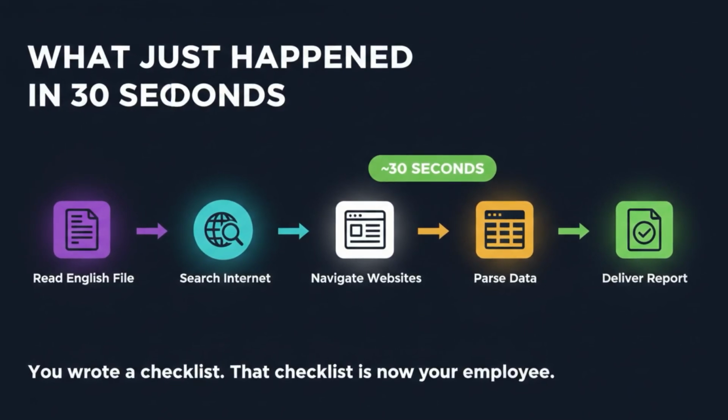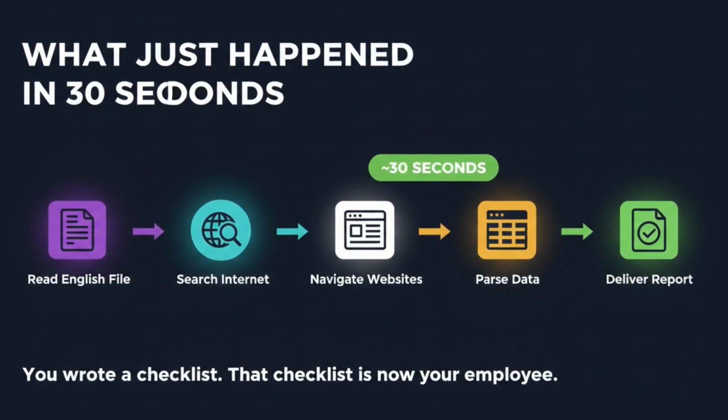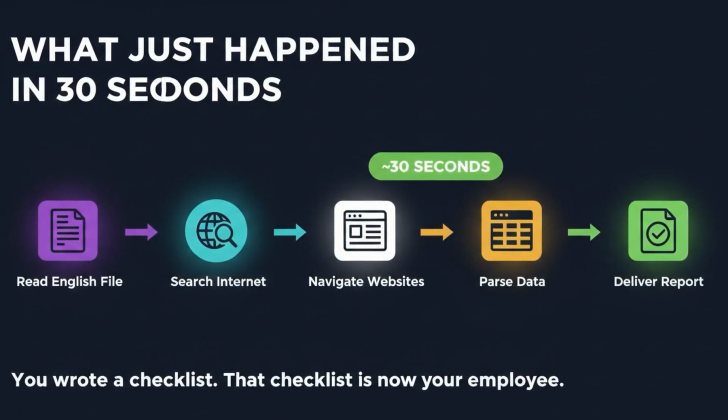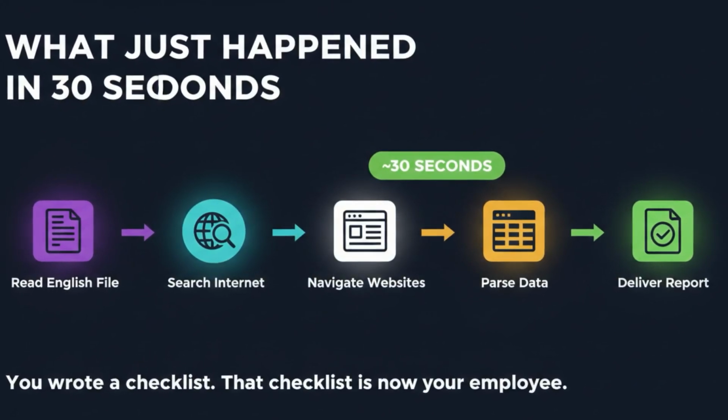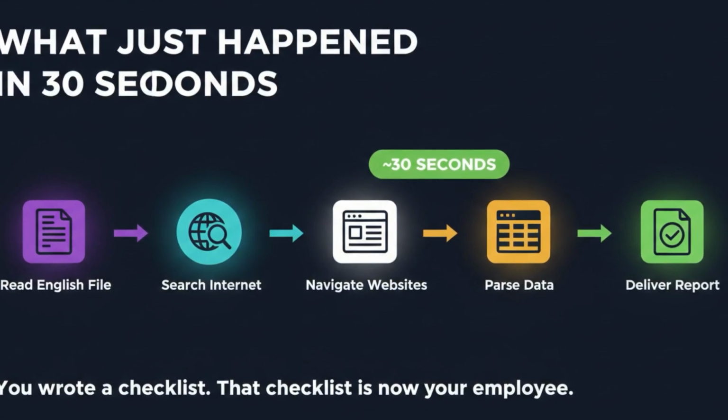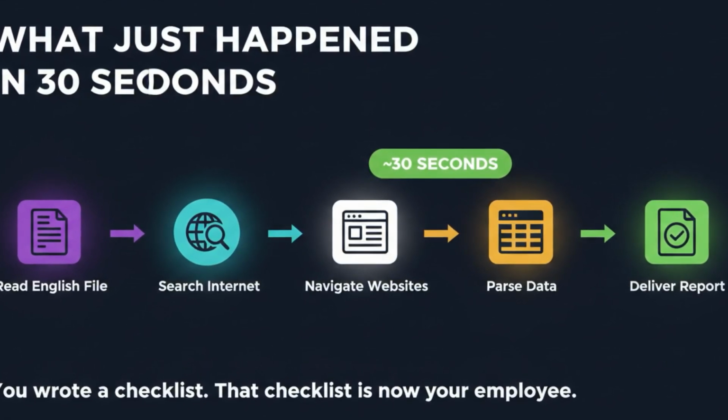You just watched an AI agent read a plain English file, search the internet, navigate real websites, parse data from multiple sources, and deliver a finished report. You did not write code. You wrote a checklist. That checklist is now your employee. Something shifts the first time you see this happen. You realize the bottleneck was never the AI's capability. It was the delivery mechanism.